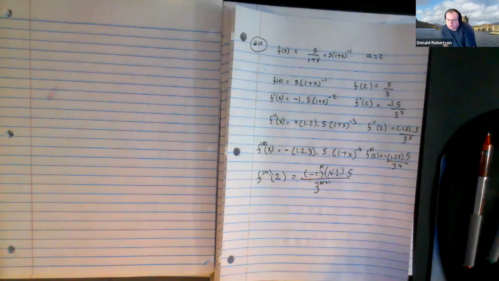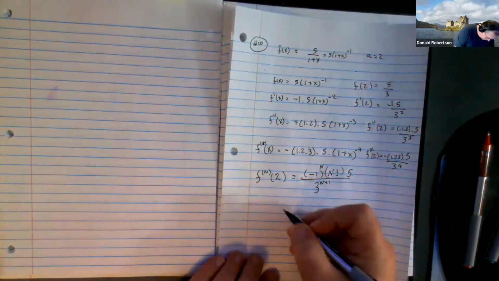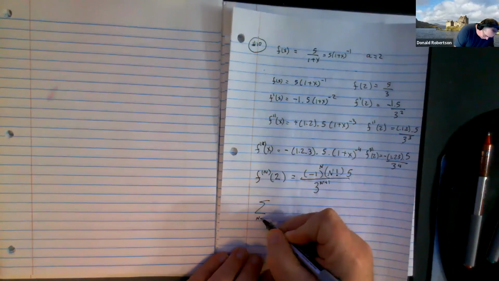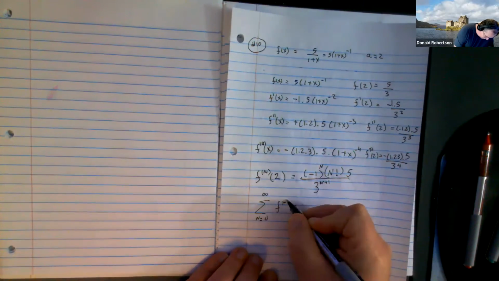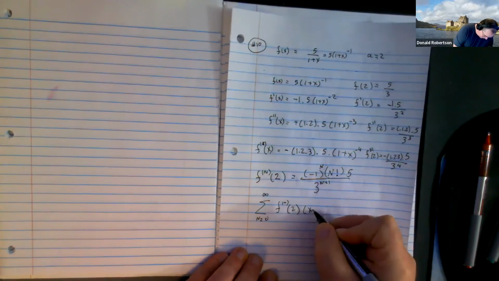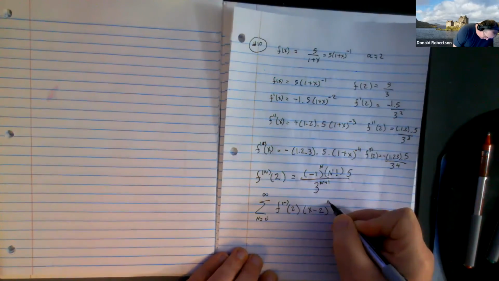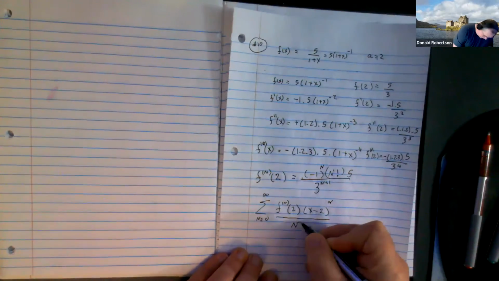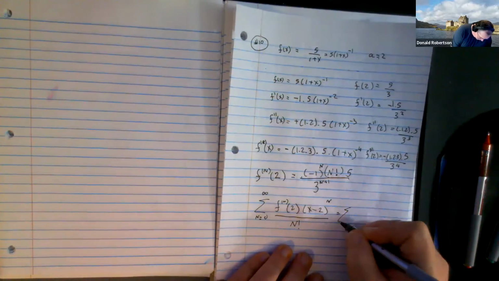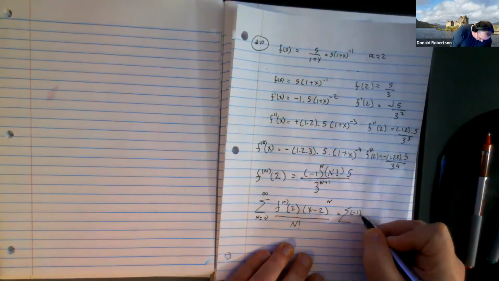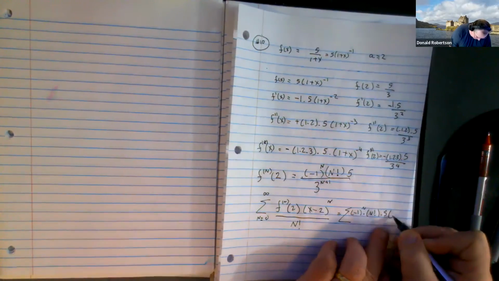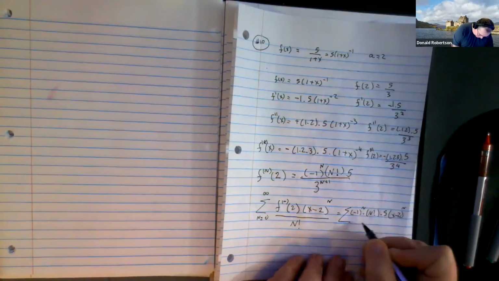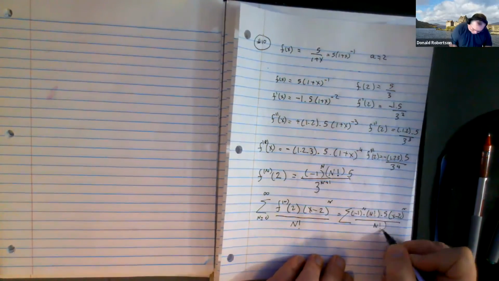Are you comfortable with the formula that we've now generated? Now you put that into your sum from n = 0 to infinity, the nth derivative at 2 times (x minus 2) to the power of n over n factorial. That becomes this fella, this guy, (x minus 2) to the n, all over n factorial. We got really lucky, didn't we?